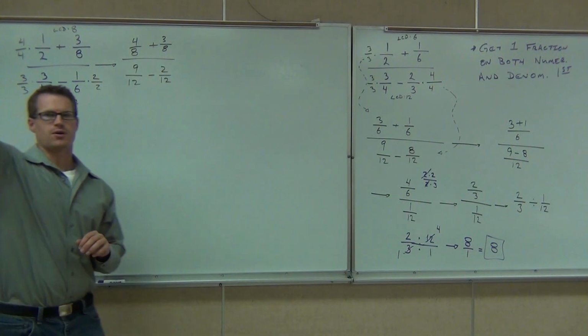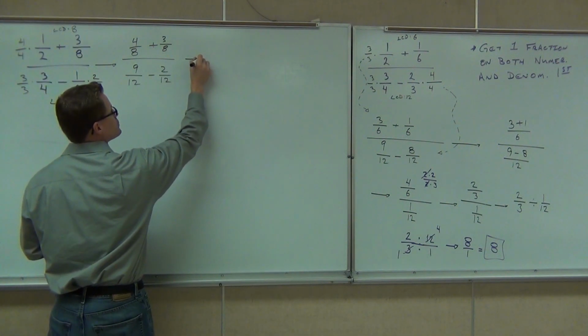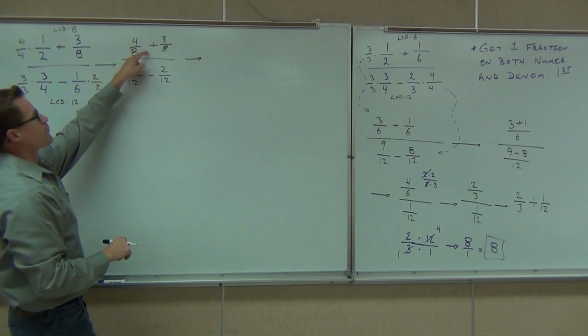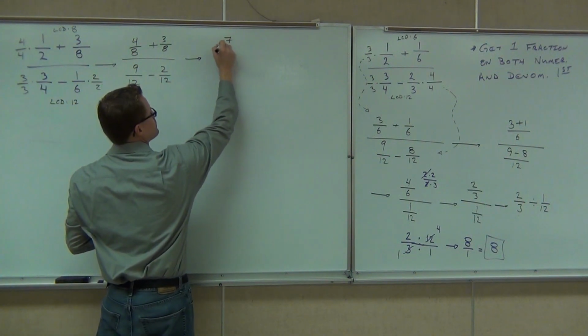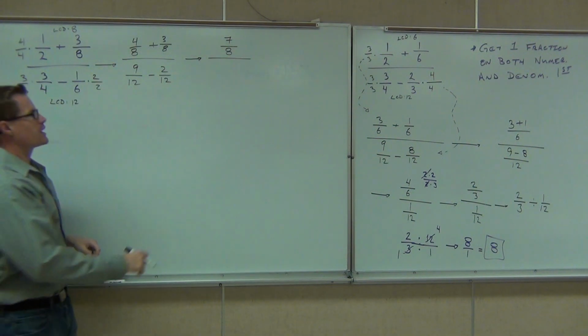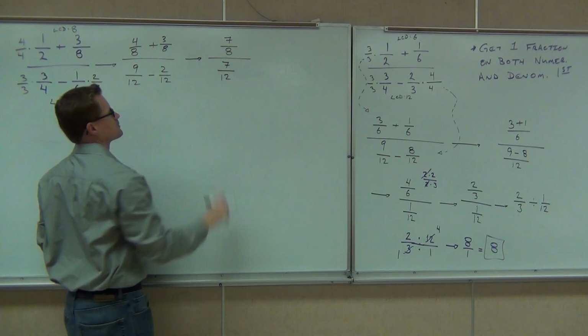How many people made it that far? Good. That's fantastic. After that, we're going to combine some fractions. Our 4 plus 3 over 8, we're going to get 7/8. Our 9 minus 2 over 12, we're going to get 7/12.